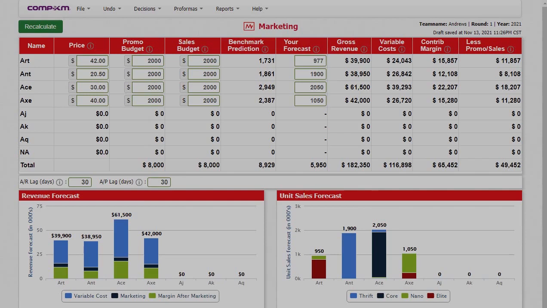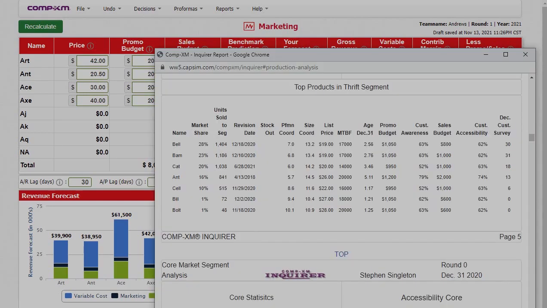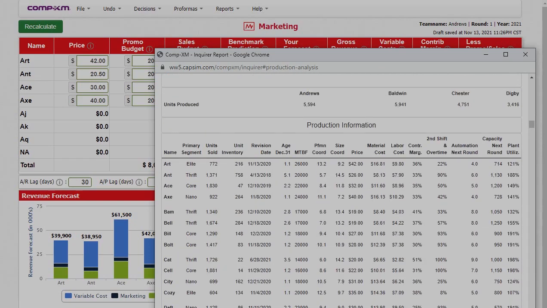There's a little chance that Bell is going to increase their promo budget of $1,050 and sales budget of $800. So if we increase our promo and sales budget to 2,000, there's a chance that this will result to additional units to be sold. And if that is the case, we assume that we'll sell additional units of 1,016 units compared to a competitor by having a better promo and sales budget. And that's where we got 1,900 as our forecast for product ant.